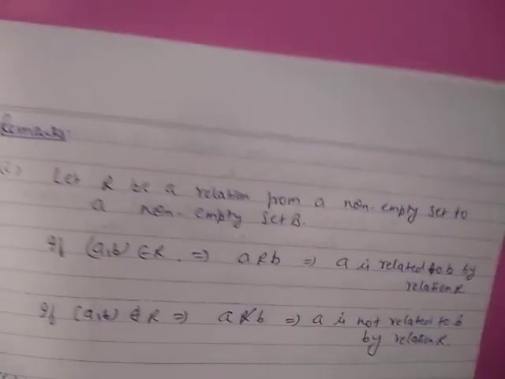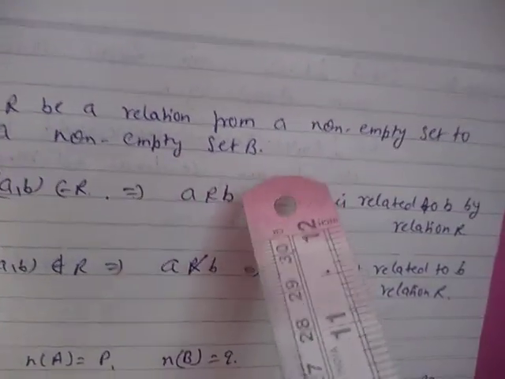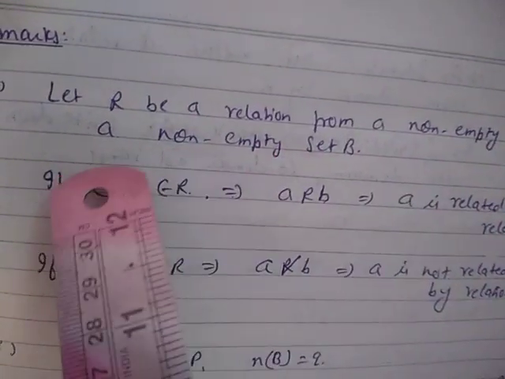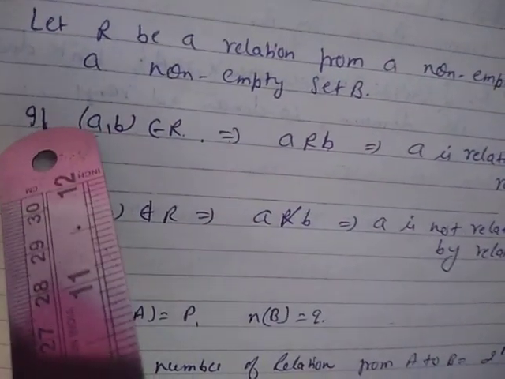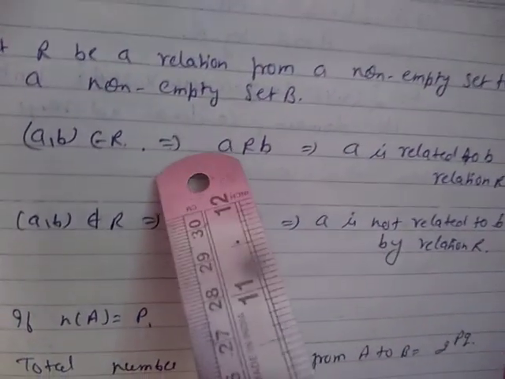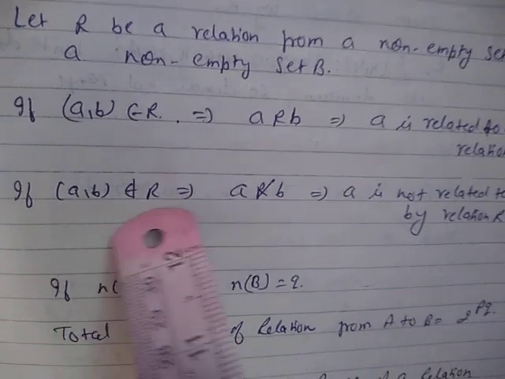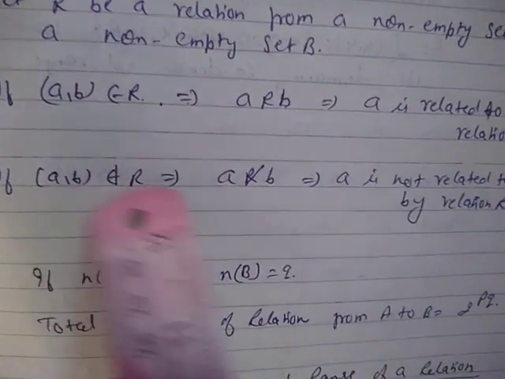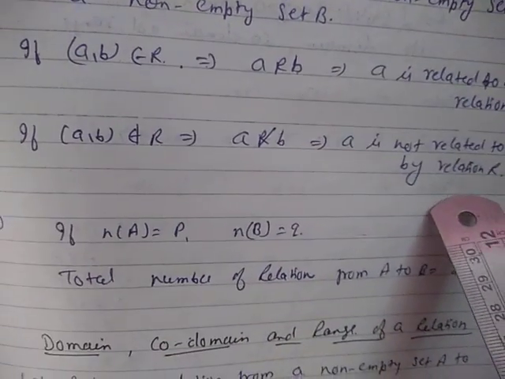Now what are the remarks? Just see here. Let R be a relation from a non-empty set A to a non-empty set B. If (a, b) belongs to R, that implies a is related to b. It is denoted by a R b, a is related to b by the relation R. If (a, b) doesn't belong to R, that means a is not related to b by the relation R.